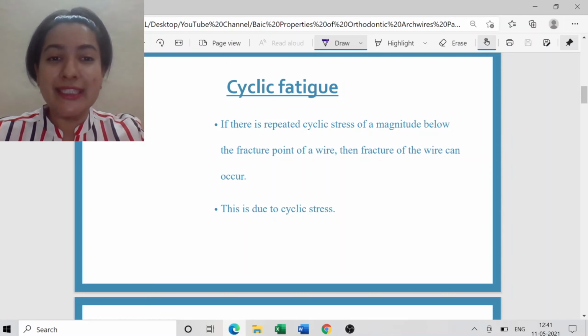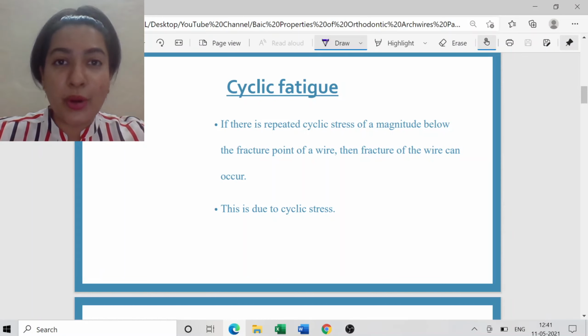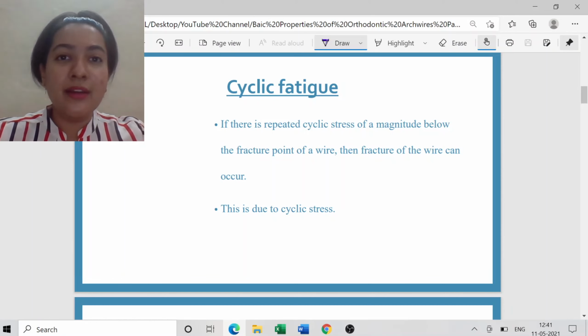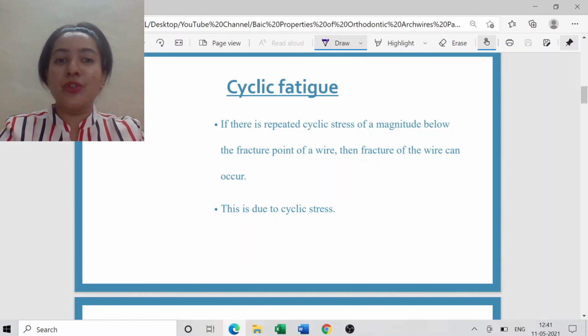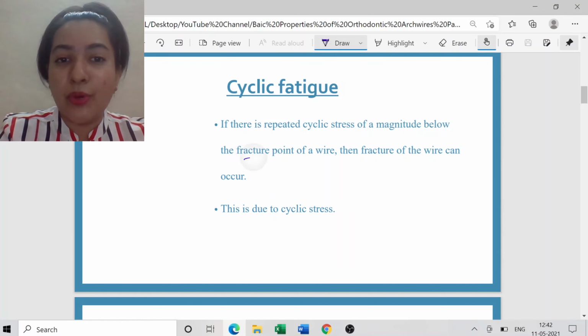What is cyclic fatigue? If there is repeated cyclic stress of a magnitude below the fracture point of a wire, then fracture of the wire can occur. Again, same thing, with the hope that you have seen the previous two videos, I'll be continuing this particular part. So if there is repeated cyclic stress of magnitude below the fracture point of a wire.